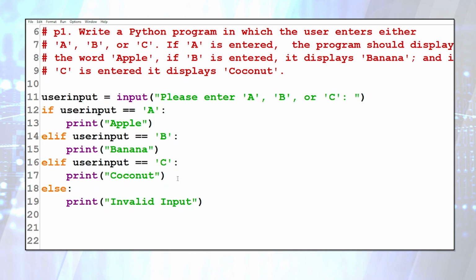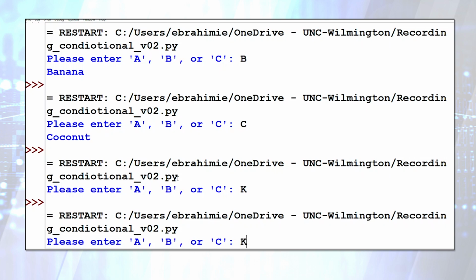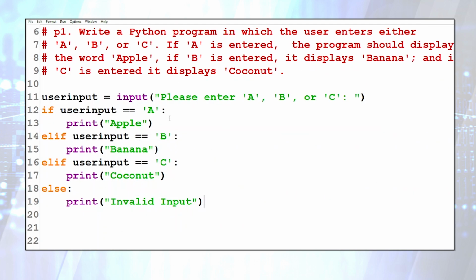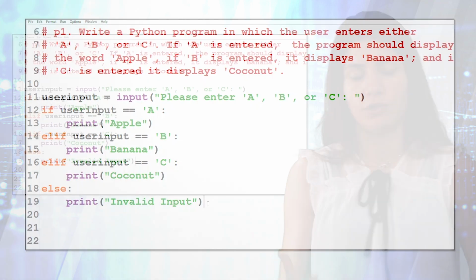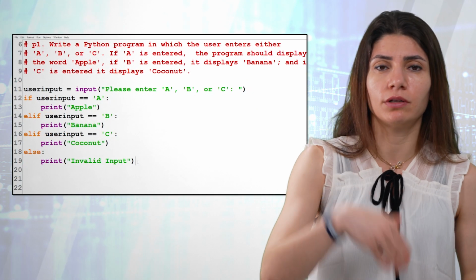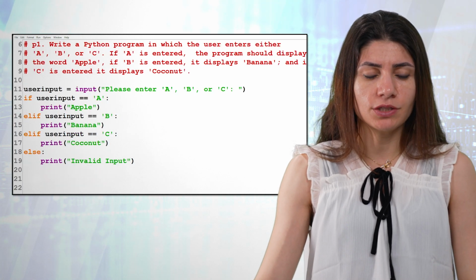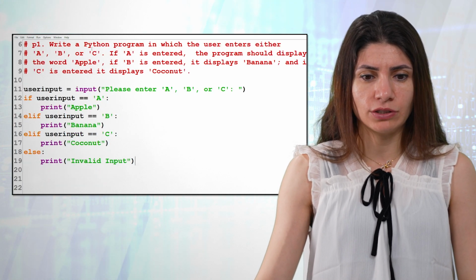So if it's not A, B, or C, we are going to get invalid input. Now if I put anything else, I'm going to get that statement. Anything else is going to jump into the else part, and you're going to get that invalid input. So you're giving your user more information about, okay, there's something wrong, you didn't put the right input. All right. So that is one thing to add to this question.